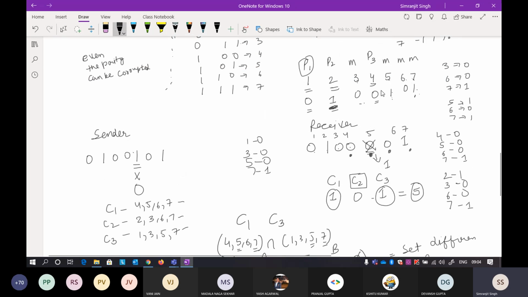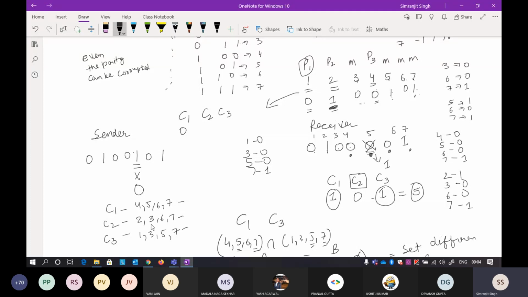For 4, 5, 6 and 7, the parity is even. Suppose this is the message you received, and the check bits will be C1, C2 and C3. Now you check for 4, 5, 6, 7. The parity is even here, so I will add a 0 for C3.